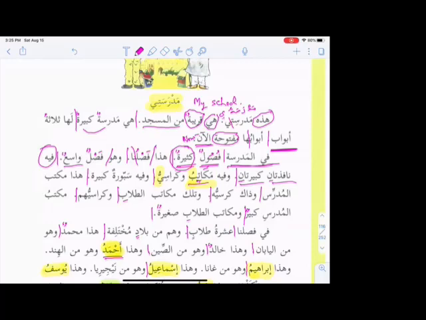Triptote means the noun declines fully, and diptote means it doesn't decline fully. It goes halfway and then it stops, you know. But we are going to learn that. I am not teaching you that now. I've done it before, but maybe some of you remember. Fihi makatibu wa karasiyu. There are desks and chairs.